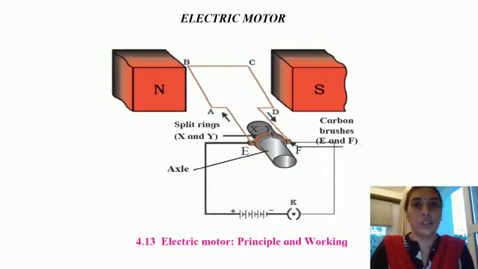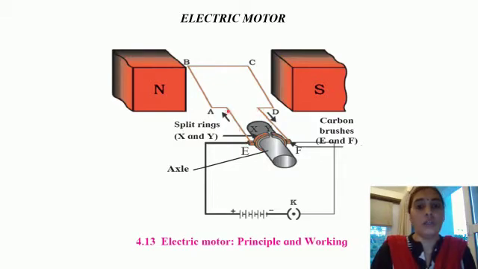Let us first see the construction of the electric motor. The electric motor comprises a rectangular loop of copper wire. So this is the rectangular loop A, B, C and D. These are the two arms of the rectangular loop. Now this rectangular loop ABCD comprises a large number of turns of insulated copper wire, or we can say that the rectangular loop is given several turns of copper wire which has a resistive coating over it.